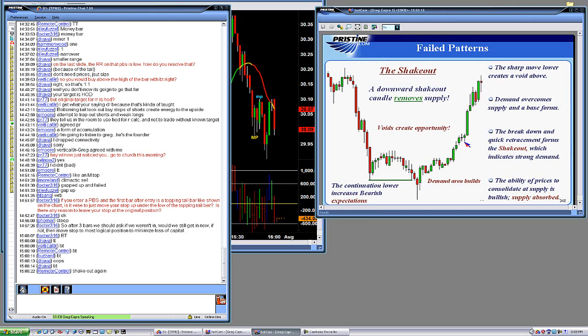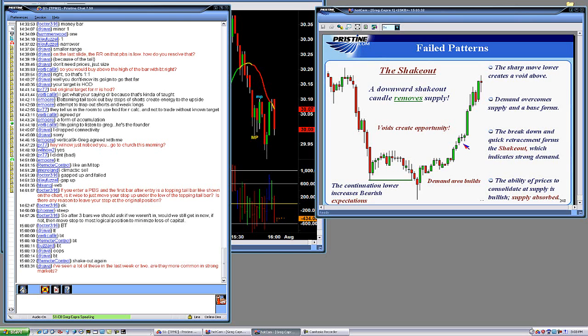This continuation setup here, the only thing missing is the fact that this bar didn't take out the low of that bar. So, while that is something that we want to see, sometimes it's not going to happen. But if this bar took out that low by a penny, that would be what we want. But again, a little common sense here is that it is correcting and it's strong and there's a void.